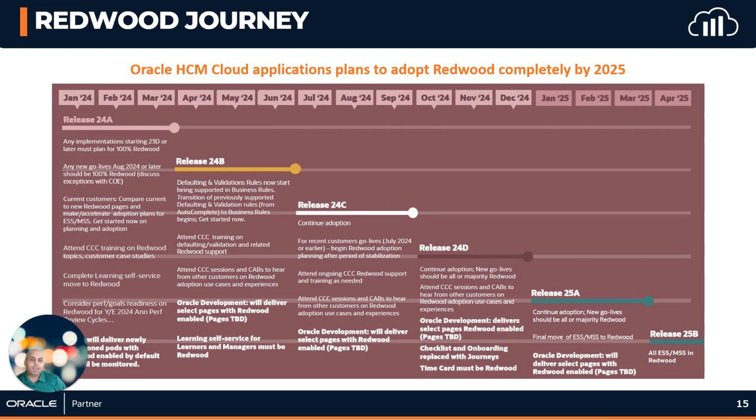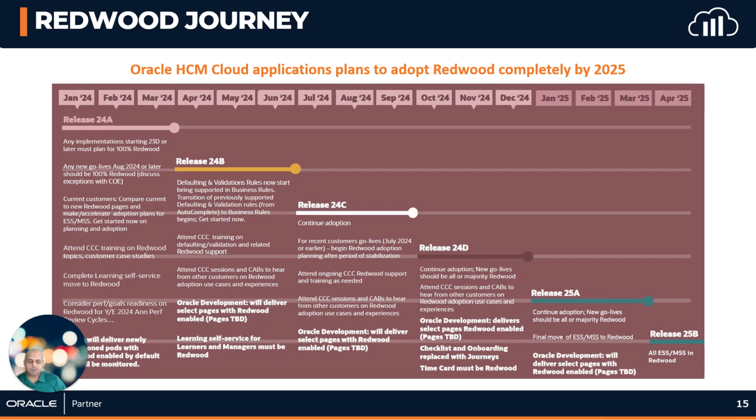then 25A. By mid-2025, you can see they have proposed that in release 25B, all ESS and MSS will be in Redwood. That means all the pages that we see currently in Oracle SCM Cloud will be Redwood pages, a Redwood journey for employee self-service and manager self-service. Similarly, other journeys like timesheet or benefits will all be moved to Redwood by the end of 2025.